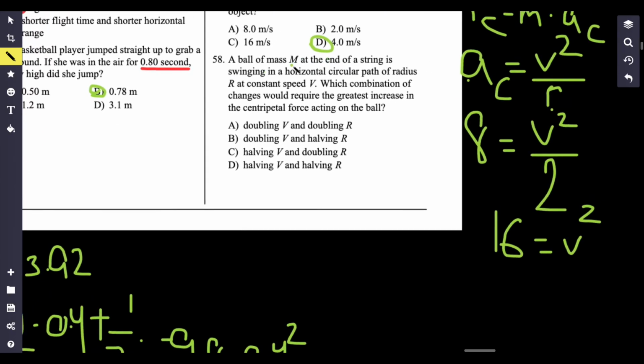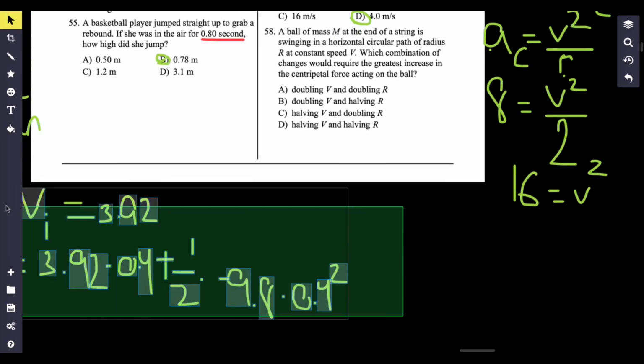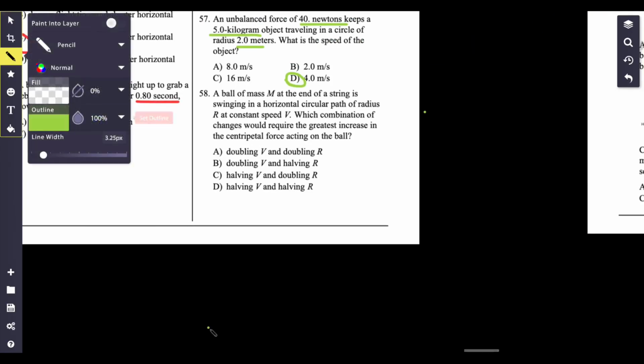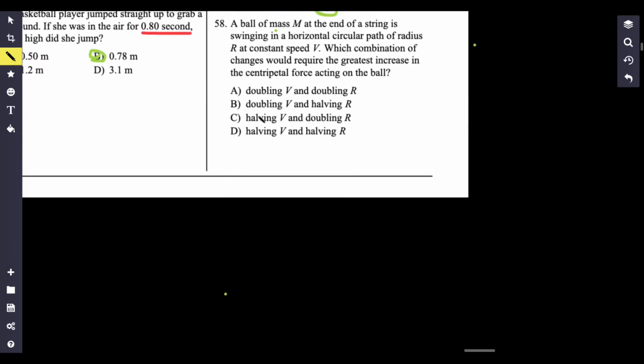58, a ball of mass m is at the end of a string, and it's swinging in a horizontal circular path with radius r. Which combination of changes will require the greatest increase of the centripetal force acting on the ball?